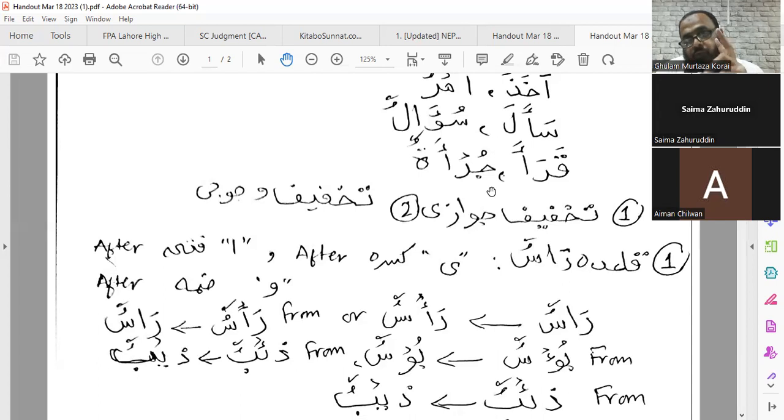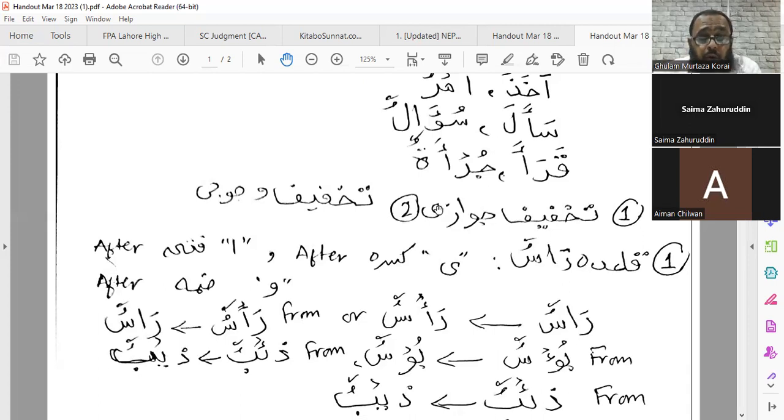Takhfif is of two types. To lighten means to make something lighter, to drop the burden. And takhfif has two types: jawazi, that is permissible, and takhfif wujubi, that is mandatory. Jawazi means we can make takhfif if we want to, but if we don't want to, no issues. And takhfif wujubi means we are bound to make such takhfif, to lighten something. So there are rules regarding that.